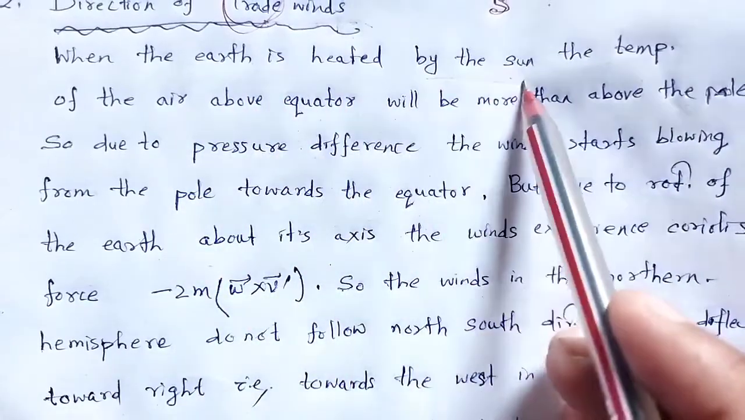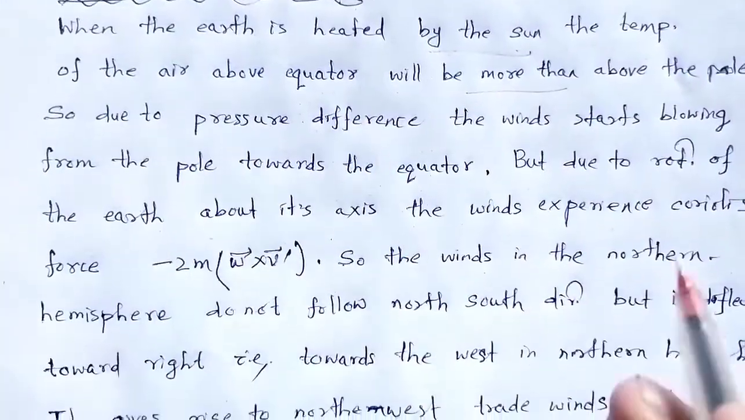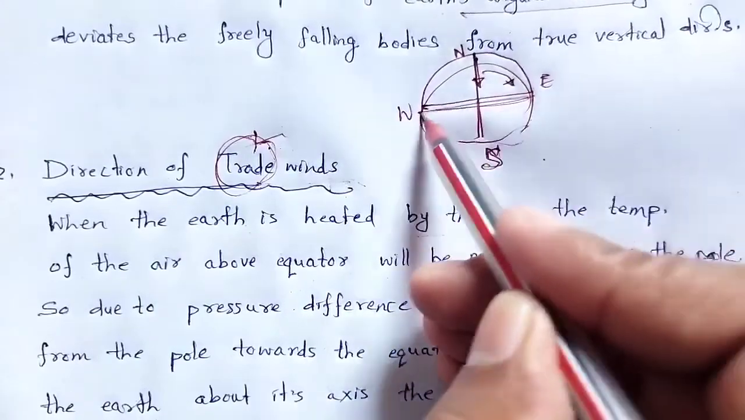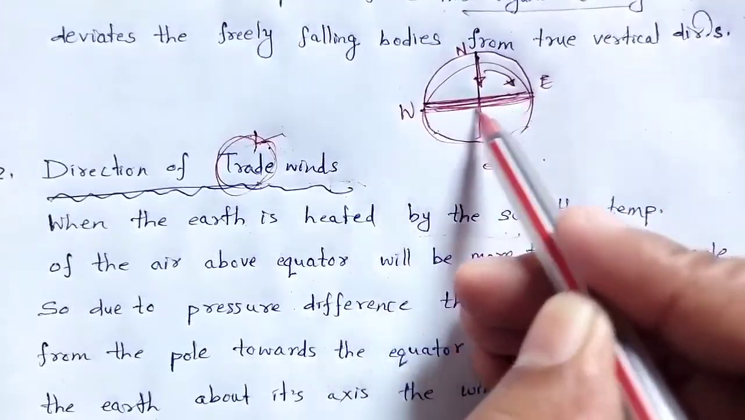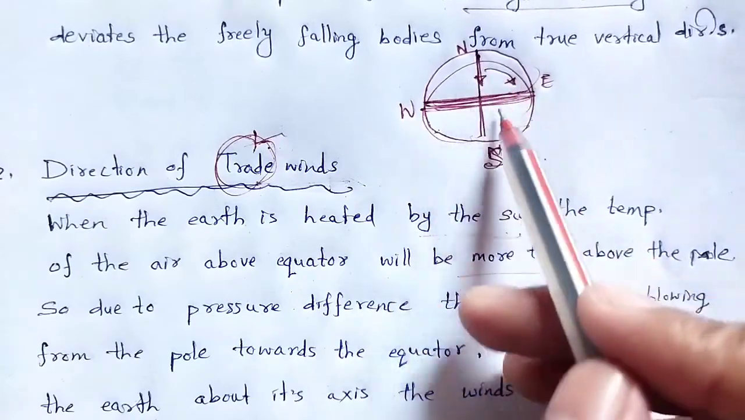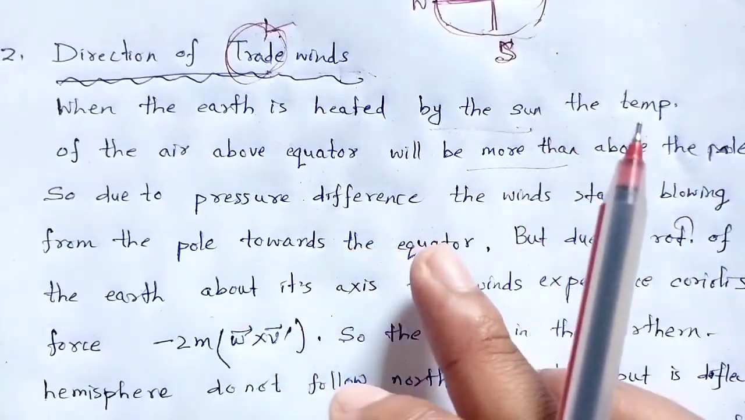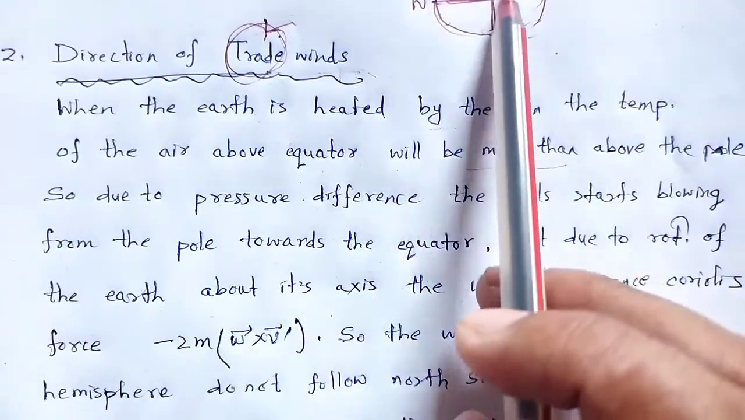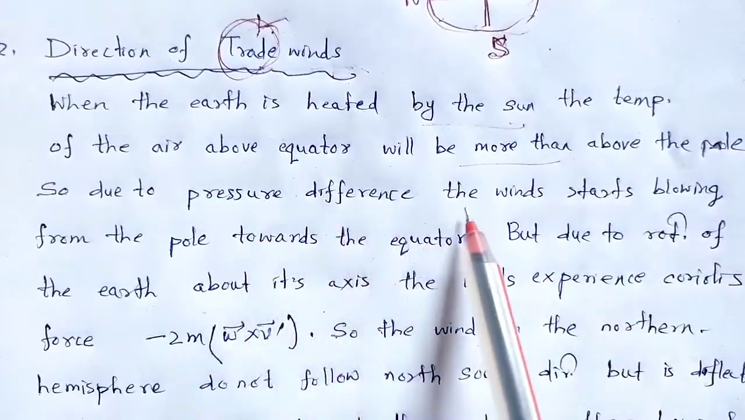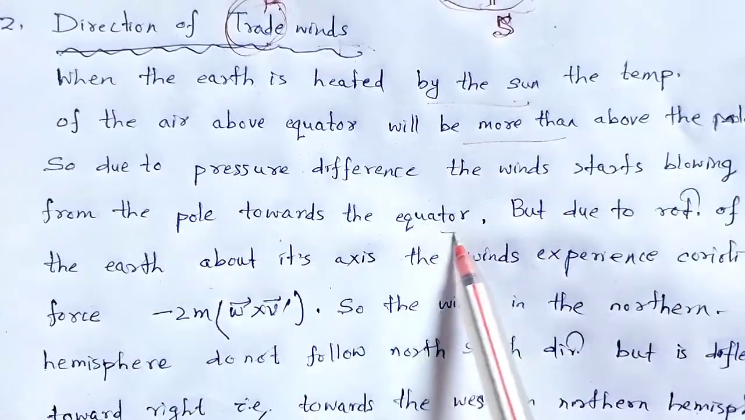the temperature of air above the equator will be more than above the poles. Consider the earth at the equator. The air at the equator is much more heated in comparison to both hemispheres. So, since it is heated, a pressure difference will occur. Due to the pressure difference, the winds start blowing from the poles towards the equator.